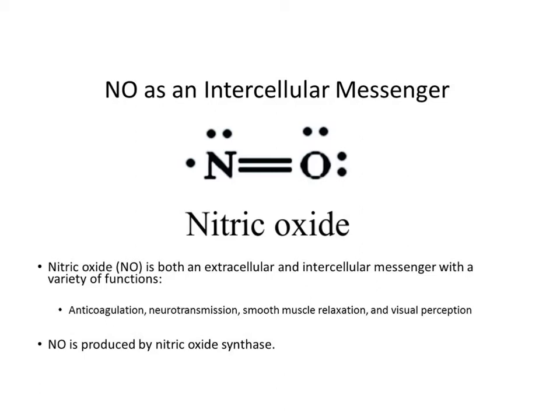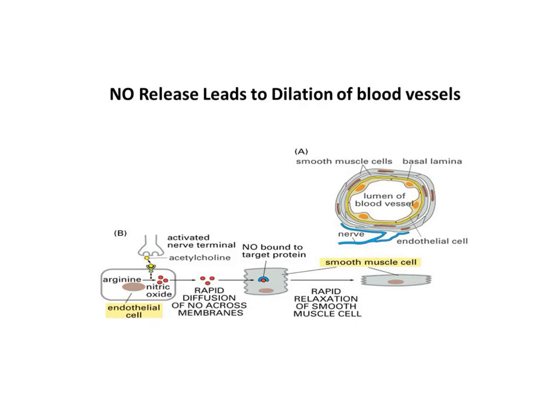Why is this important? Because ultimately, if we have high blood pressure in our blood vessels, NO will be produced and ultimately stimulate vasodilation or relaxation of smooth muscle, which will allow for increased blood flow through those blood vessels, which will help reduce blood pressure. Now, this is showing you that exact model. So when we think about blood vessels and their anatomy, envision the fact that the blood vessels are lined by endothelial cells, which are shown here, and surrounding the endothelial cells are smooth muscle cells.